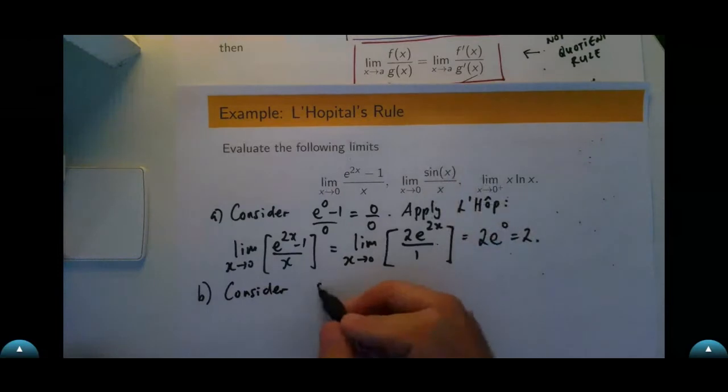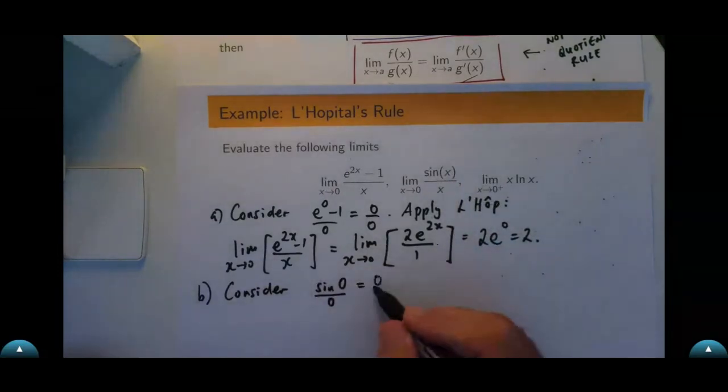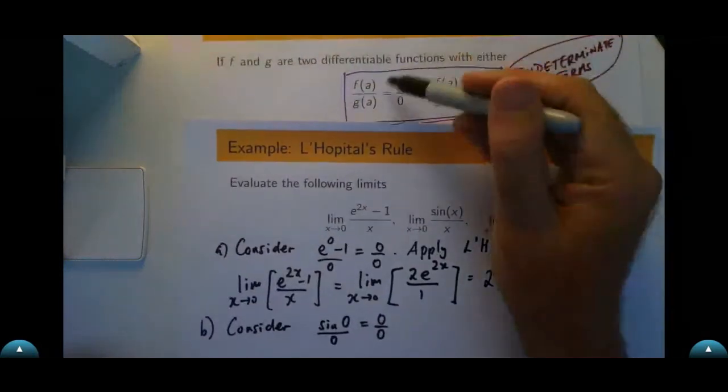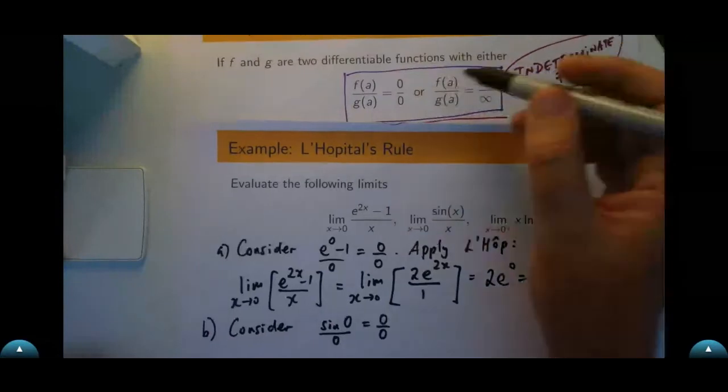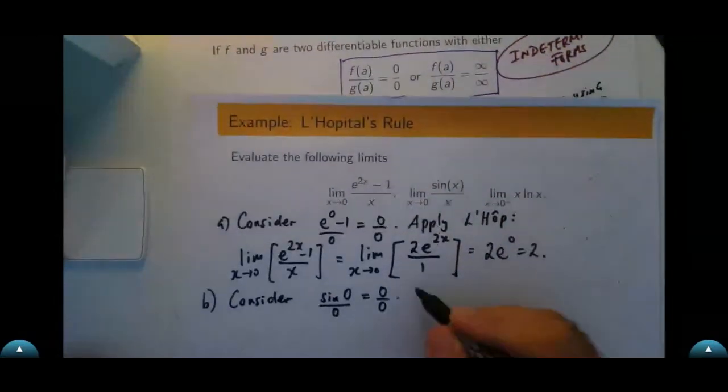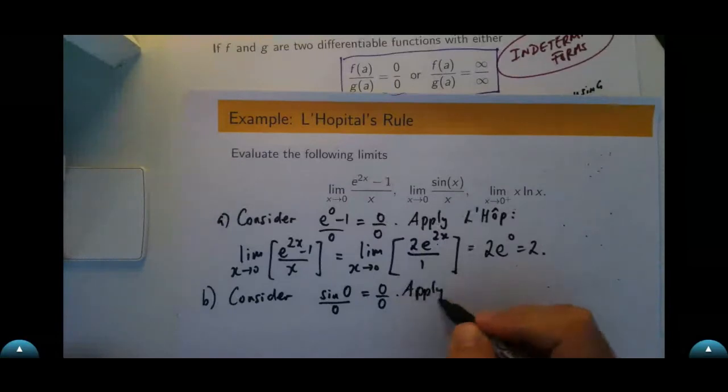So let's put in 0, and that gives us this kind of indeterminate form, right? All right. And so let's again apply L'Hopital's rule.